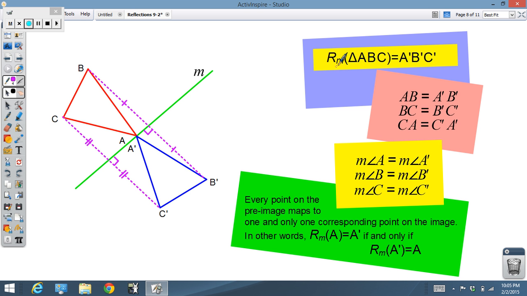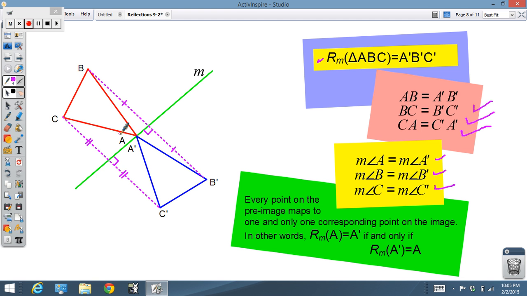Just a quick summary. This is how we write our reflection rule, our notation. Know that distances are all maintained. Okay, every distance in the original preimage is the same as the distance in the corresponding line in the final image. All angles are maintained.